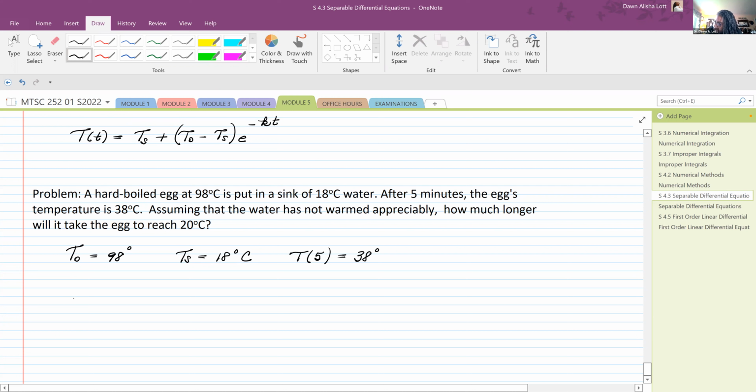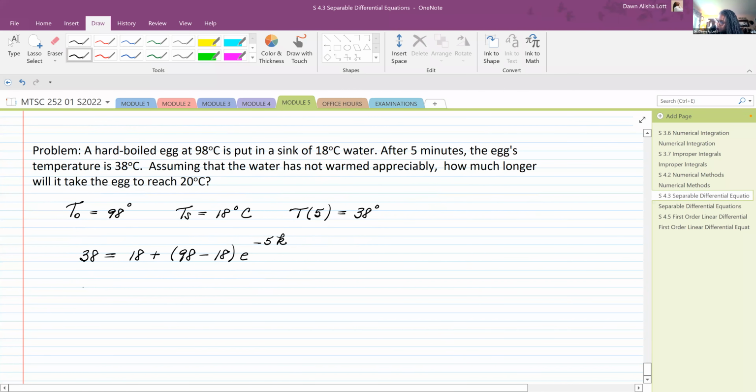Okay, so I think I have a problem here. T at 5 is 38 degrees. That's equal to TS, which is 18, plus T naught, which is 98, minus TS, which is 18, e to the negative... Oh, they gave me T is 5, but what they didn't give me is K. But they gave me enough information to solve for K.